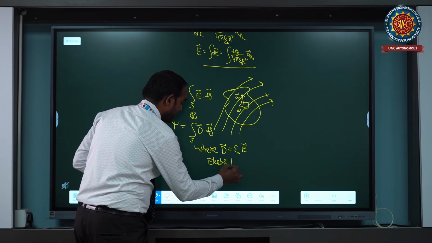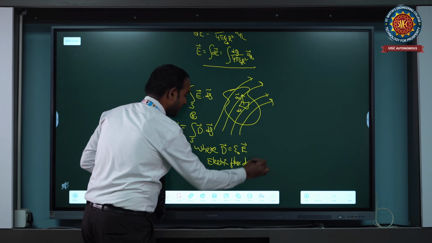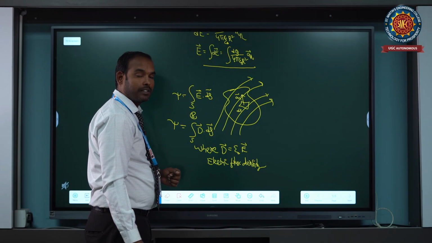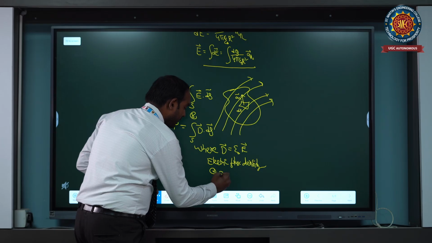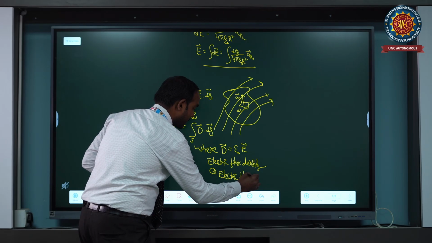Electric flux density. For historical reasons, we also call this vector electric flux displacement, or electric displacement.